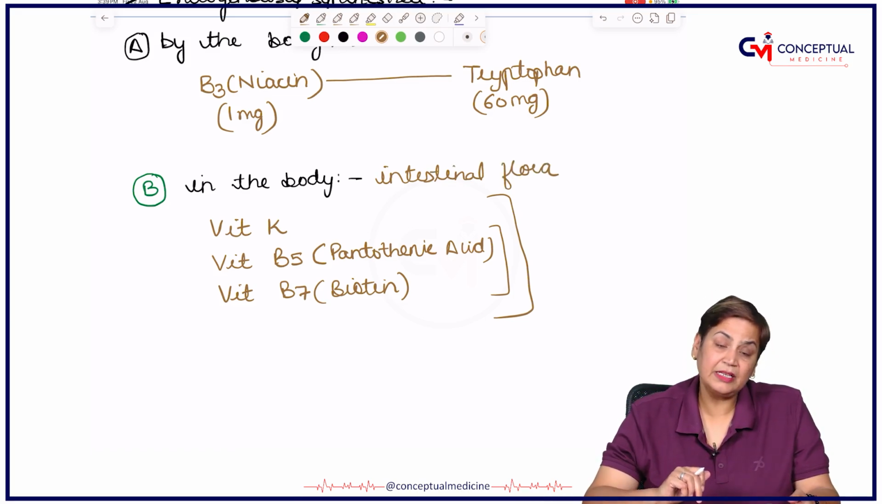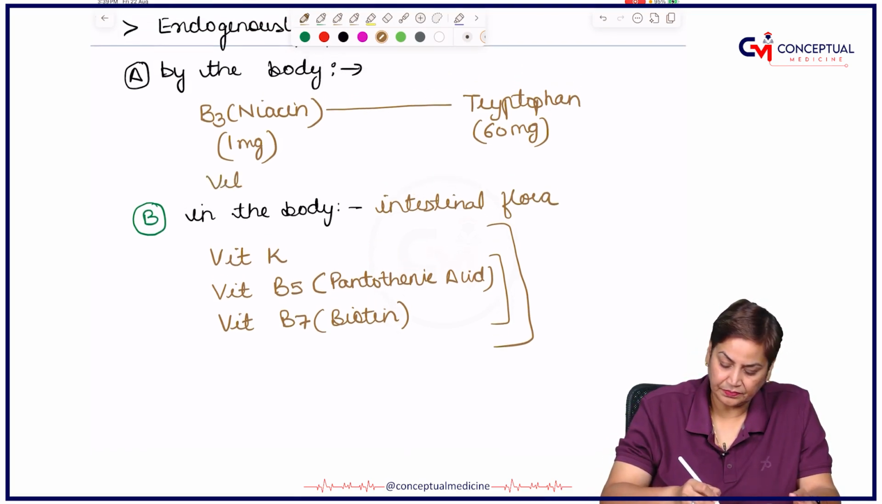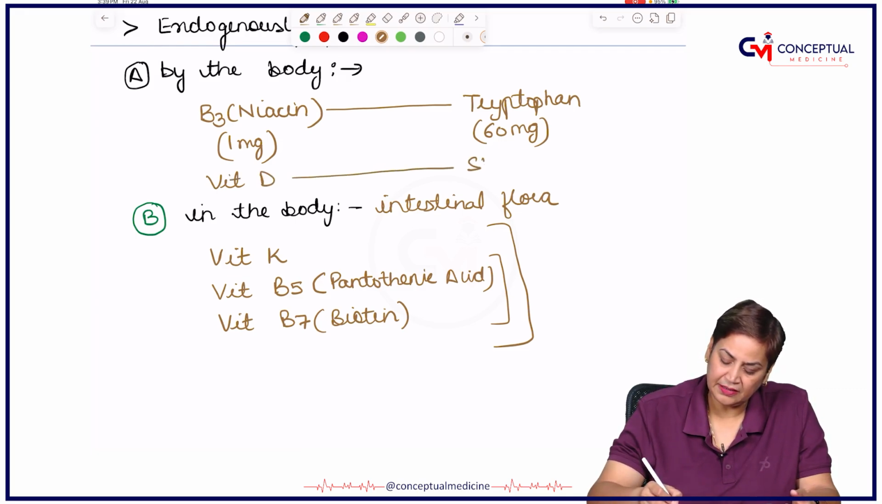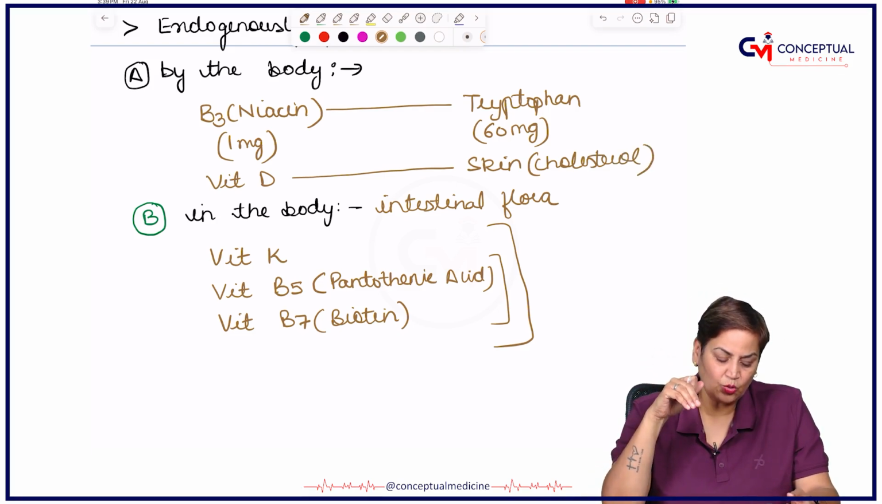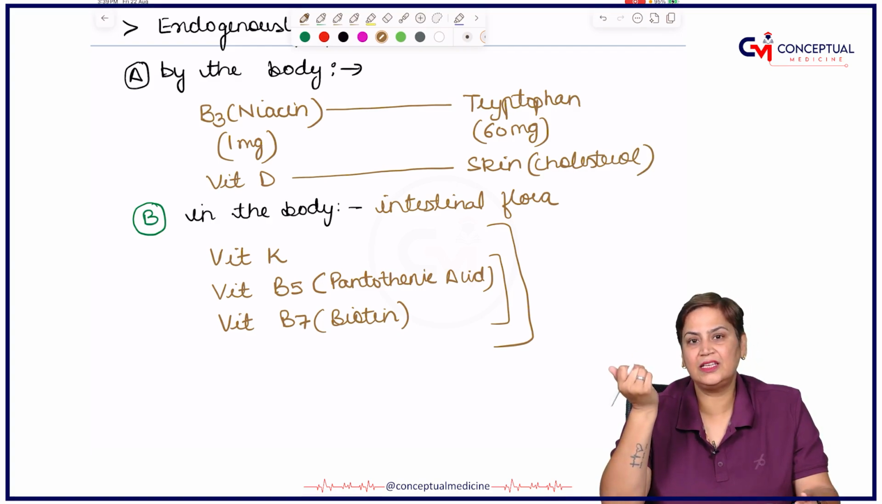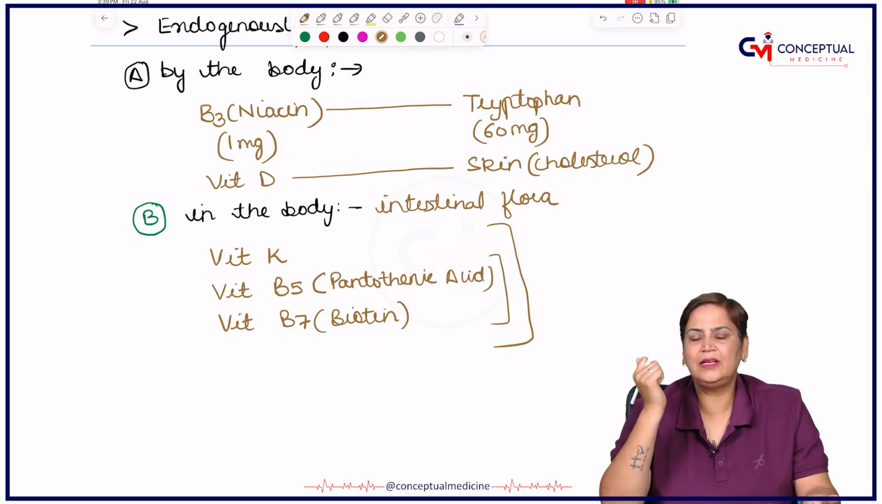Okay, one more vitamin is there which is synthesized by the body, that is vitamin D. We know that the precursor of vitamin D is in the skin, or you can say 7-dehydrocholesterol. Right? So these are the 2 categories of endogenously synthesized vitamins. So now first of all we are going to discuss these important points, and first the fat soluble vitamins.